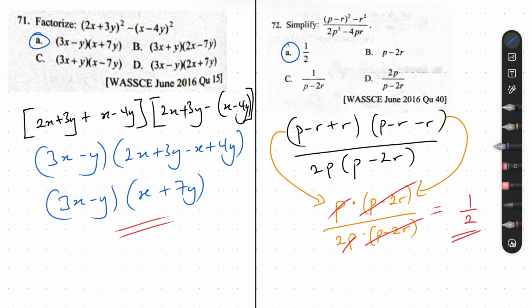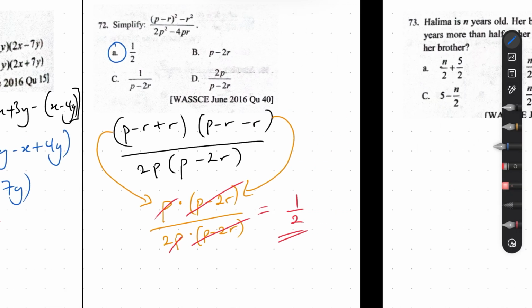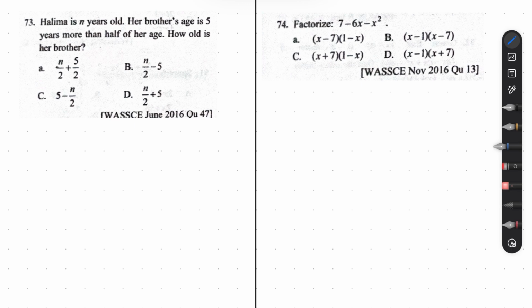Let's move on to question number 73. Question number 73 says, Halima is n years old. So let's write that down. Halima is n years old. Her brother's age. So let's say Halima's bro.